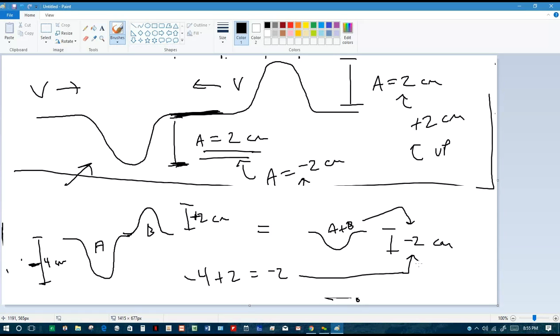And what will happen to wave B? Down, going to the left. And the same general shape as well. Yep.